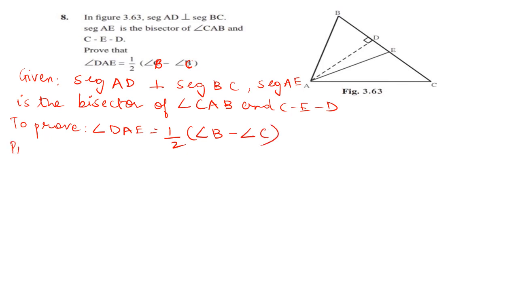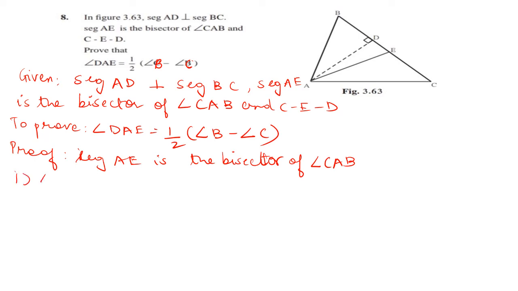Okay, so proof, as I said, we'll first write down segment AE is the bisector of angle CAB. So we can say that angle BAE is equal to angle EAC is equal to half of angle CAB.